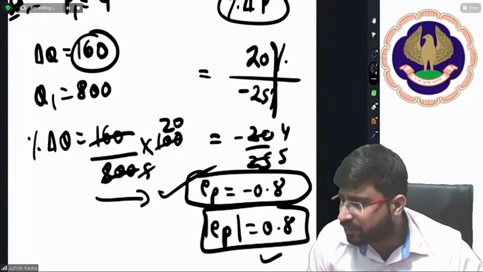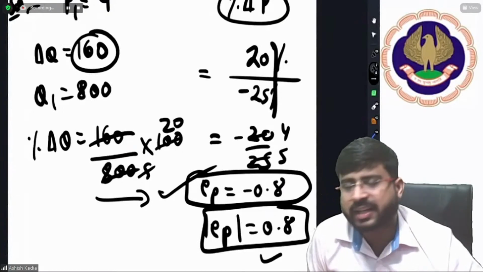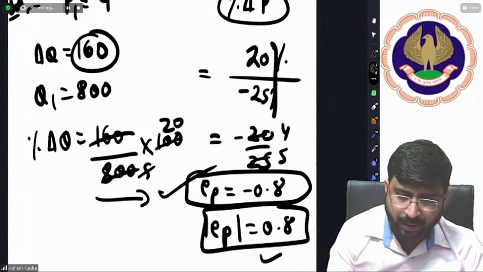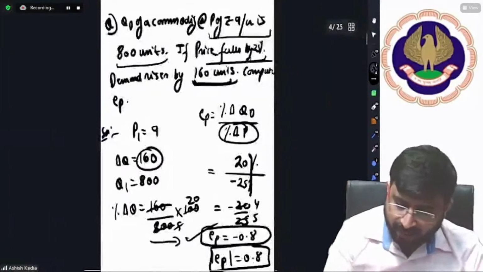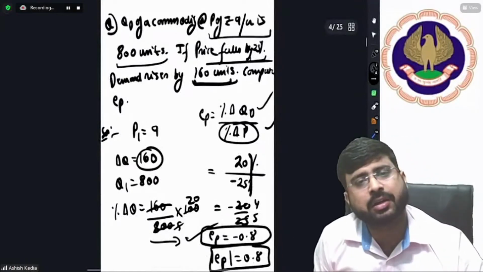Is that crystal clear, friends? Very good to see. Most of you gave the correct answer. Always remember, percentage change in quantity demanded will be the numerator. Percentage change in price will be the denominator. That is it.